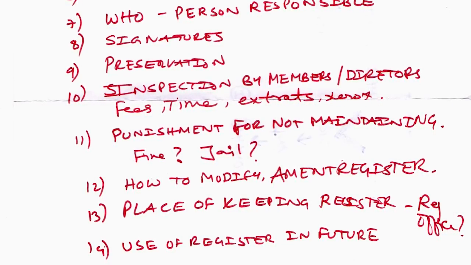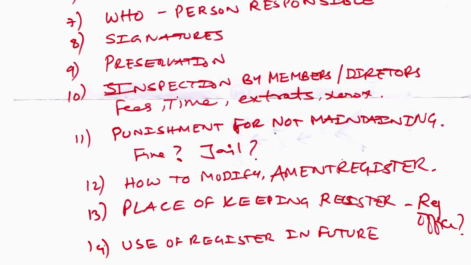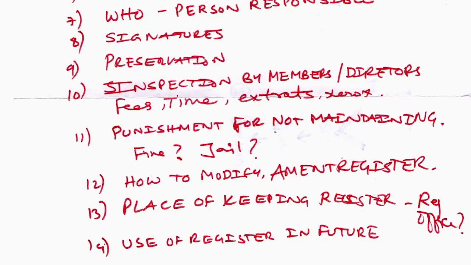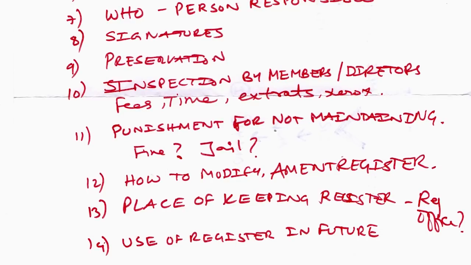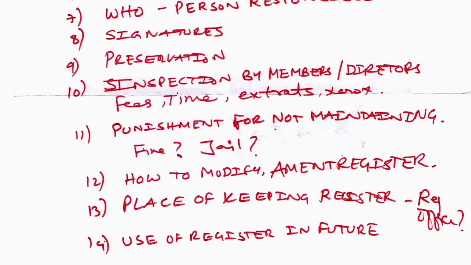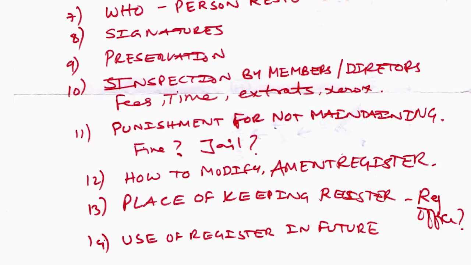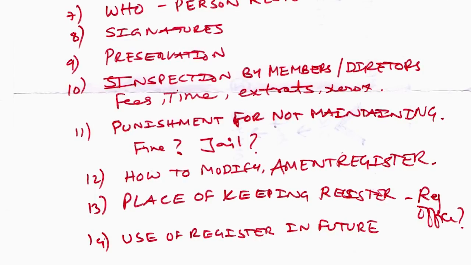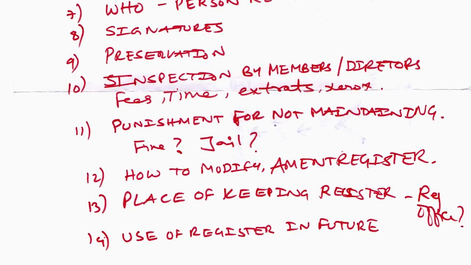Now we will come to 14th point. 14th point, use of register in future. That is, how the register will be useful in future. For example, tomorrow there is dispute about who is a member, the list of members. That time register of members will be useful, correct? Same way, for every concept you should know when that register is useful in the future.